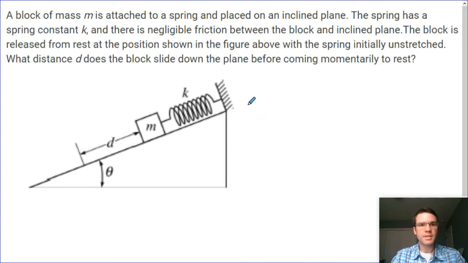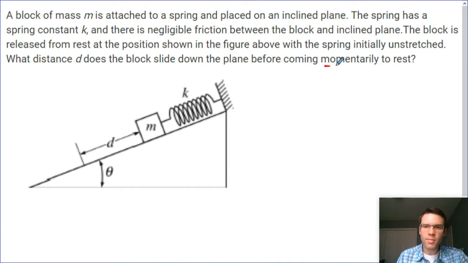A block of mass m is attached to a spring and placed on an inclined plane. The spring has a spring constant k, and there's negligible friction between the block and the inclined plane. The block is released from rest at the position shown in the figure, and the spring is initially unstretched, so we're at equilibrium when we release it. What distance d does the block slide down the plane before coming momentarily to rest?